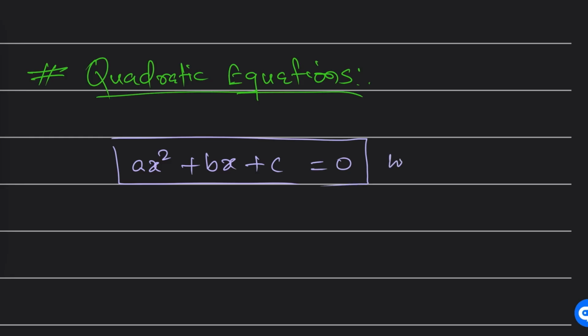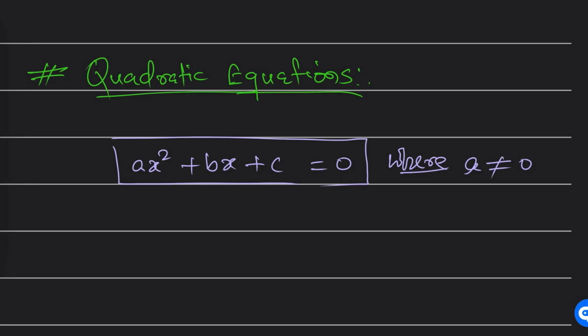One thing you should keep in mind: a must not be 0. Why should it not be 0? Because if a is 0, x square into 0 is 0, so the equation will convert into bx plus c. That is a linear equation, because the maximum power of x is 1. In that case, we can't say it is a quadratic equation.